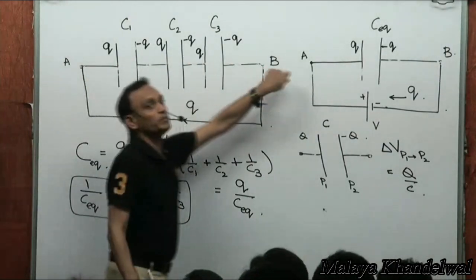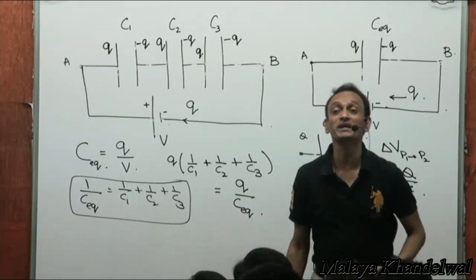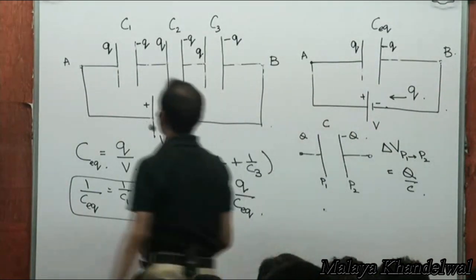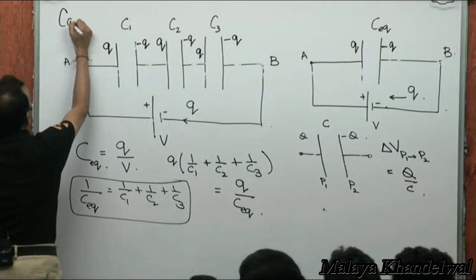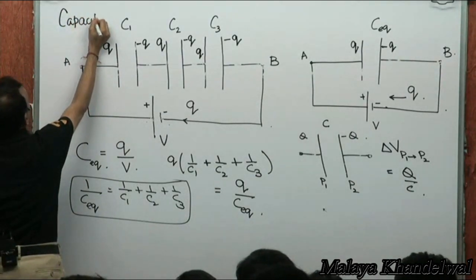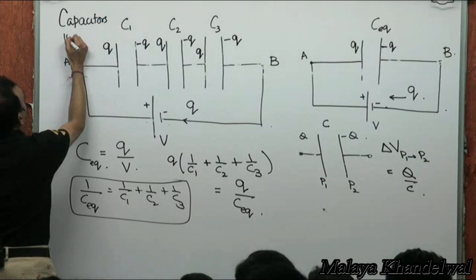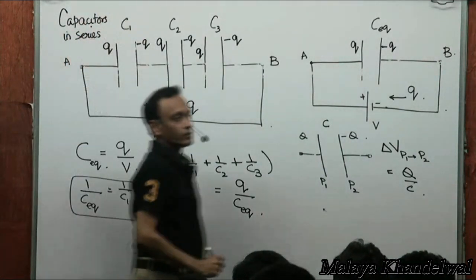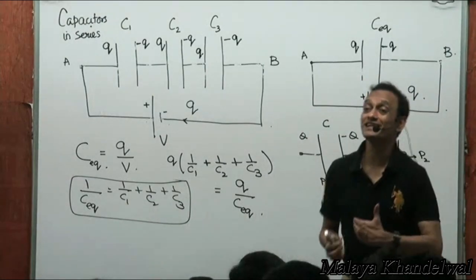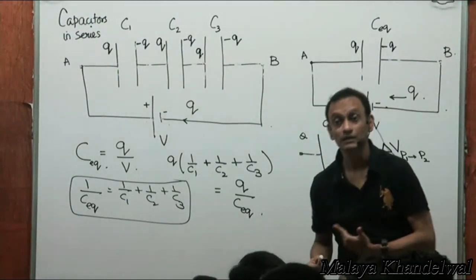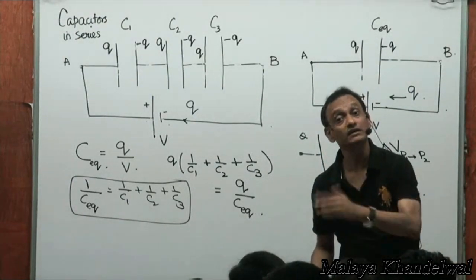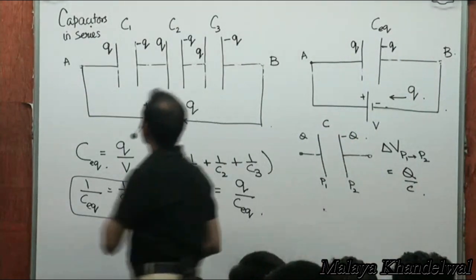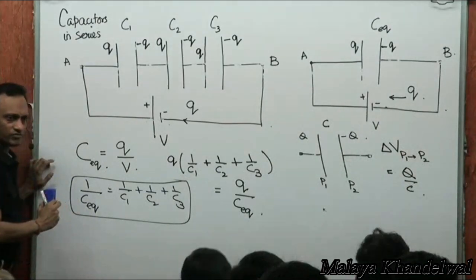And between A and B, these three capacitors are said to be capacitors in series. So capacitors in series are like resistors in parallel. Capacitors in series behave like resistors in parallel. Can I wipe this off?